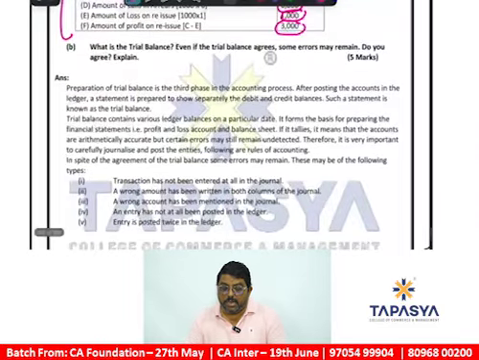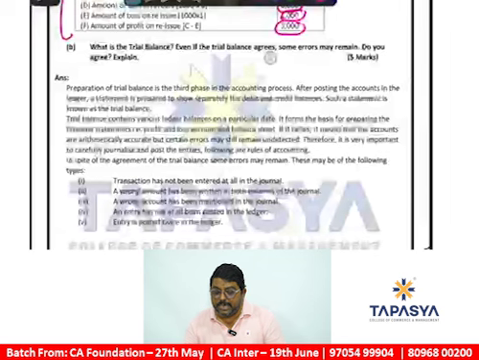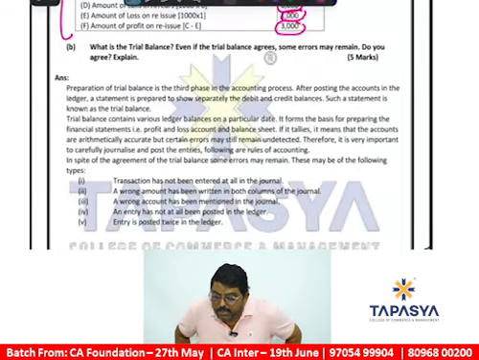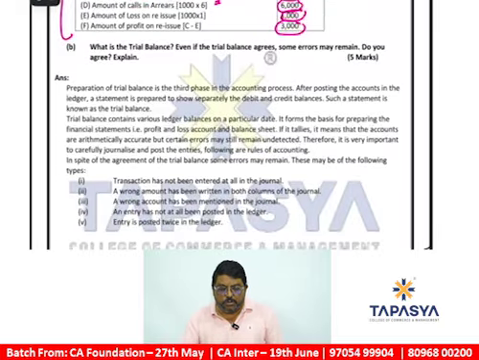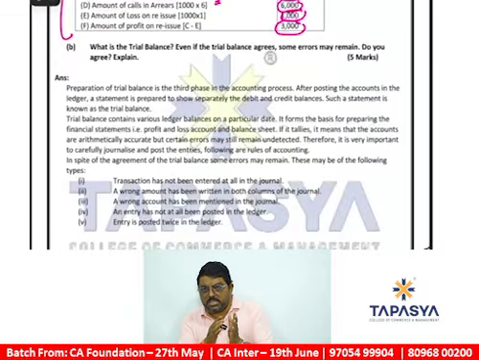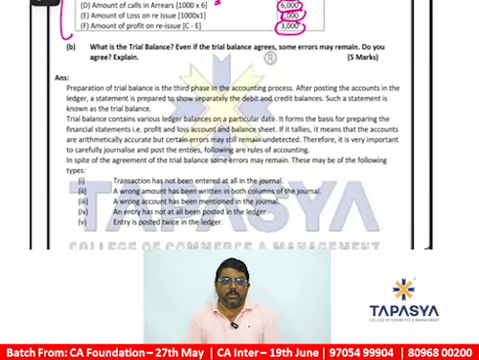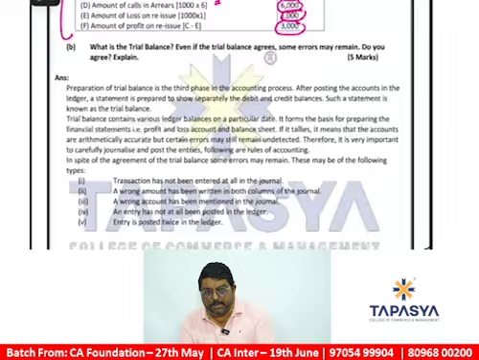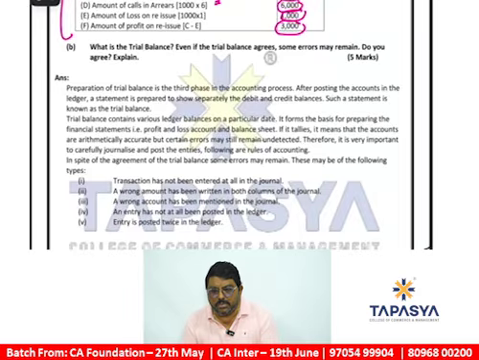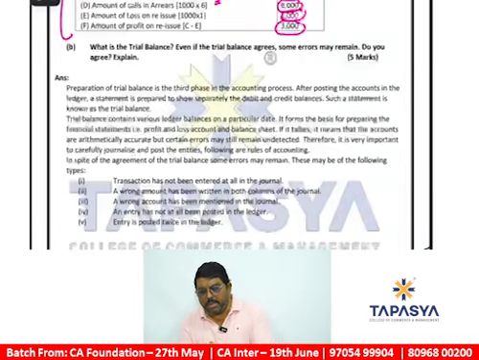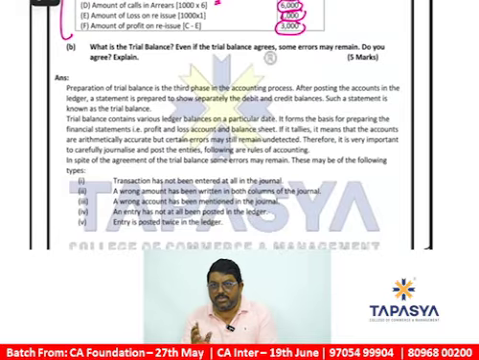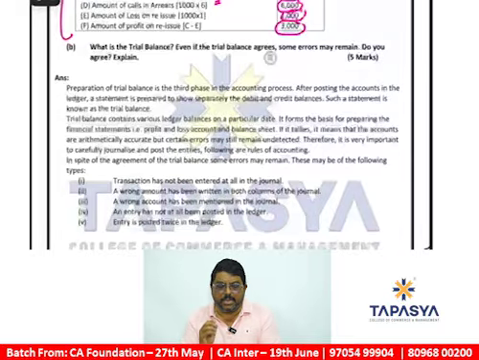What is the trial balance? Even if the trial balance agrees, some errors may remain. Do you agree? Explain. So trial balance, of course you know: journal, ledger, trial balance. Trial balance is the third step in the accounting process. So you write all debit items on the debit side in trial balance, and all credit items on the credit side. Of course, trial balance tally means it is arithmetically accurate.